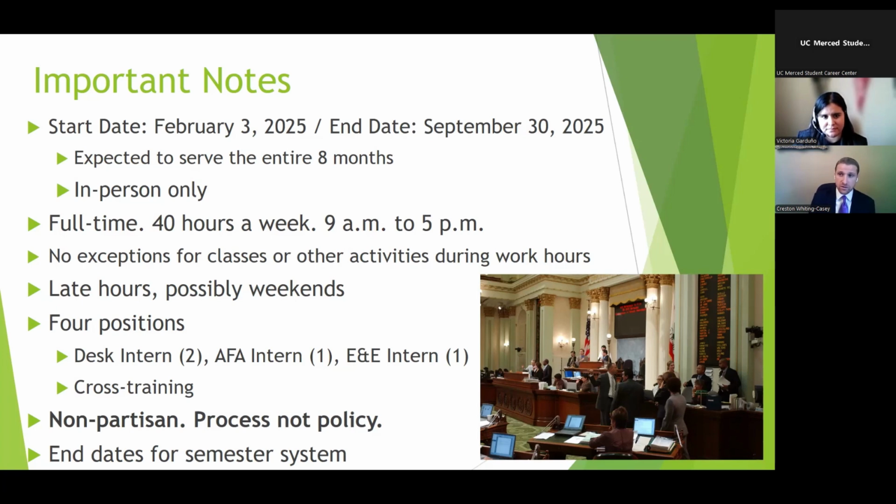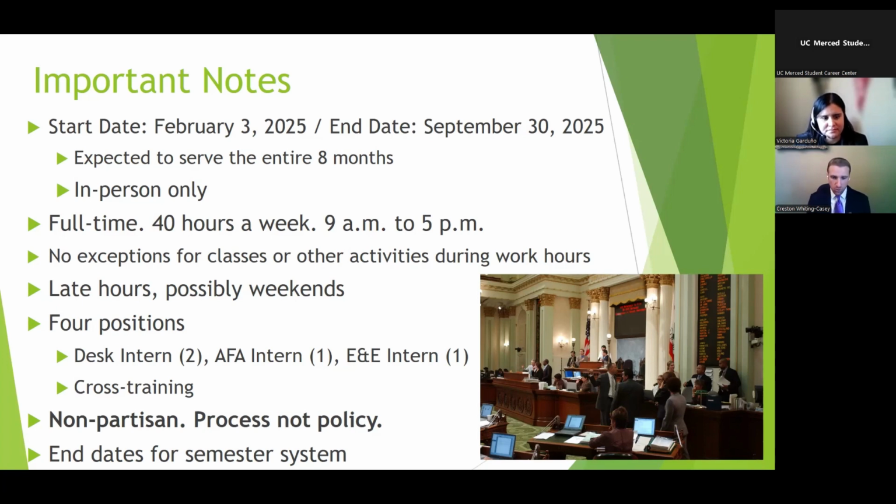Then we have the AFA intern, who will be under Victoria, handling all the floor analysis component. And then we have the grossing and rolling intern that's in one of our other offices that I'll discuss later. So those are the four positions that we're offering. And the great thing is that, even though you're one of these positions, there's a lot of cross training. So there's a good chance you're going to learn another intern's role. That's one of the great parts about our program.